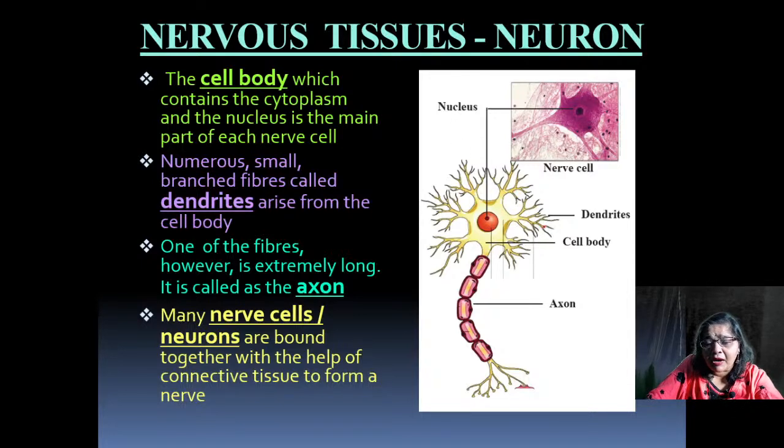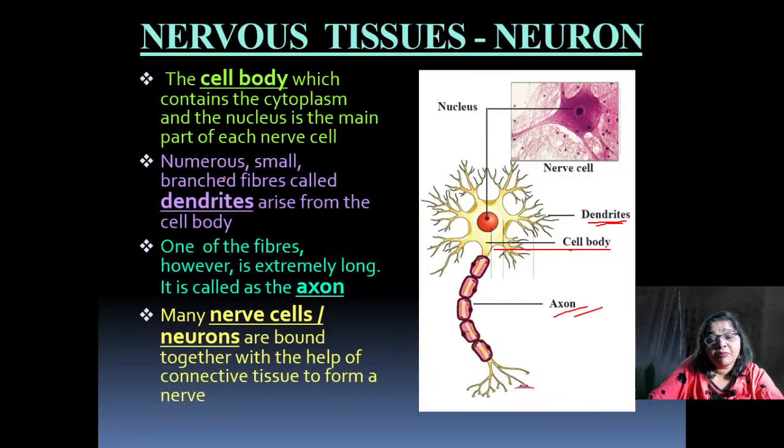First part is the cell body or the cyton. The second part is small, branched processes called dendrites. And the third part is a long fiber-like structure called the axon, right? So a nerve cell contains dendrites, a cell body, and the axon, and is a highly differentiated type of tissue. Now, the cell body or the cyton contains the cytoplasm and the nucleus, which is the main part of the nerve cell.